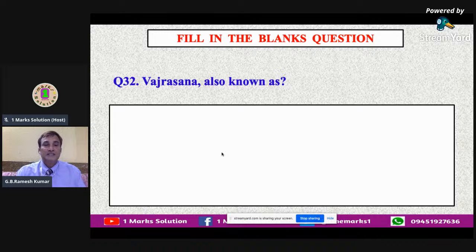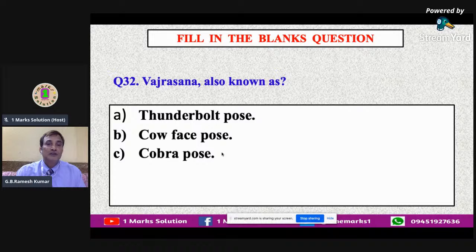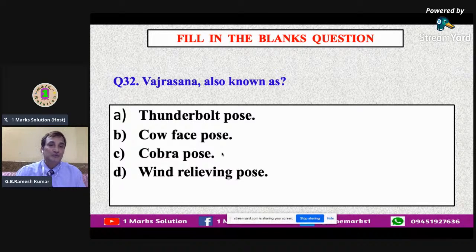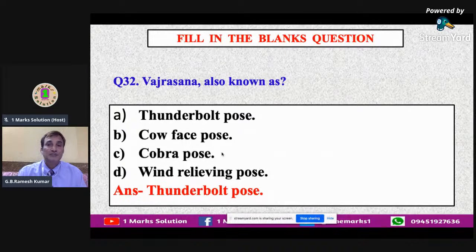Vajrasana is also known as thunderbolt pose, cow face pose, cobra pose, wind relieving pose. Cow face pose is Gomukhasana, right? Cobra pose means Bhujangasana, and wind relieving pose means Pavanmuktasana. So definitely it is thunderbolt pose. Sometimes you need to find your answer like that: from what you know, you match and go to the left out one. So it is thunderbolt pose. And Vajrasana is also known as diamond pose. In some places we say diamond pose also.